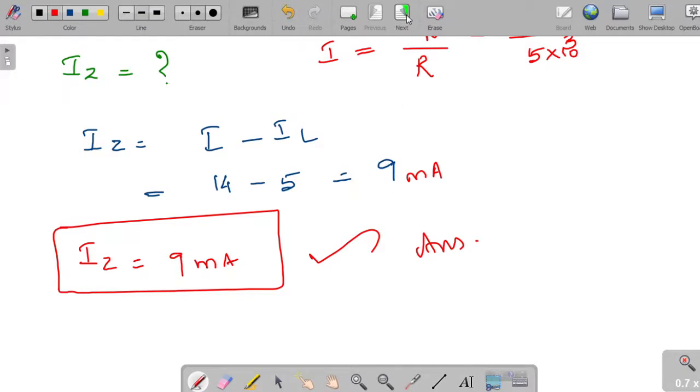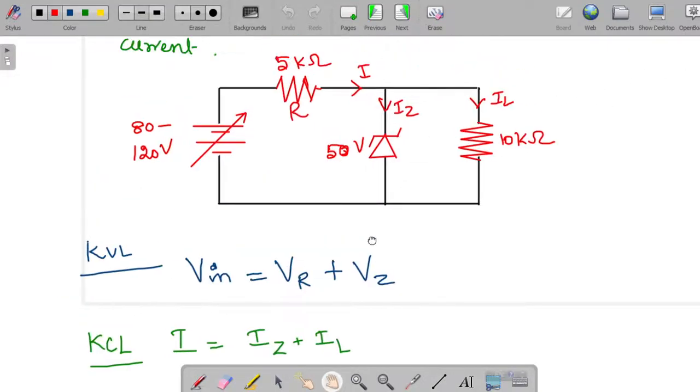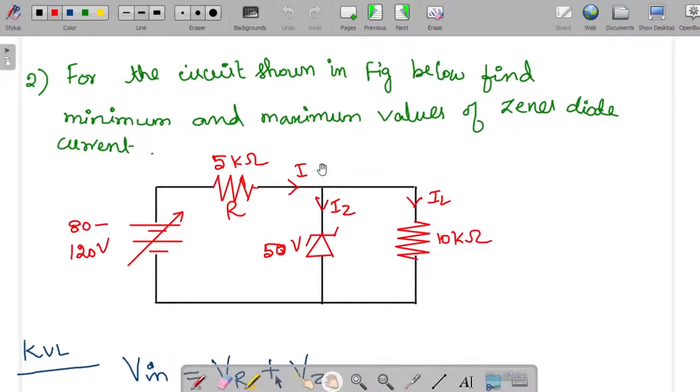Okay, now we pass on to the next one. So this is our next problem. What is asked here? For the circuit shown in the figure below, find the minimum and maximum values of Zener current which is flowing.